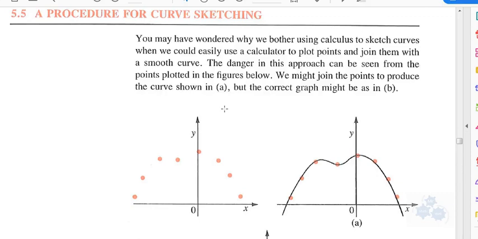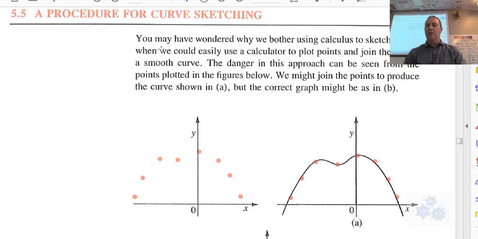All right, Calculus 30, Section 5.5, a procedure for curve sketching. So in Chapter 5, we've been looking at all sorts of different things: increasing and decreasing functions, local max and mins, concavity, points of inflection, all this sort of stuff. We've been basically taking a look at a function and doing calculus on it, finding different things.